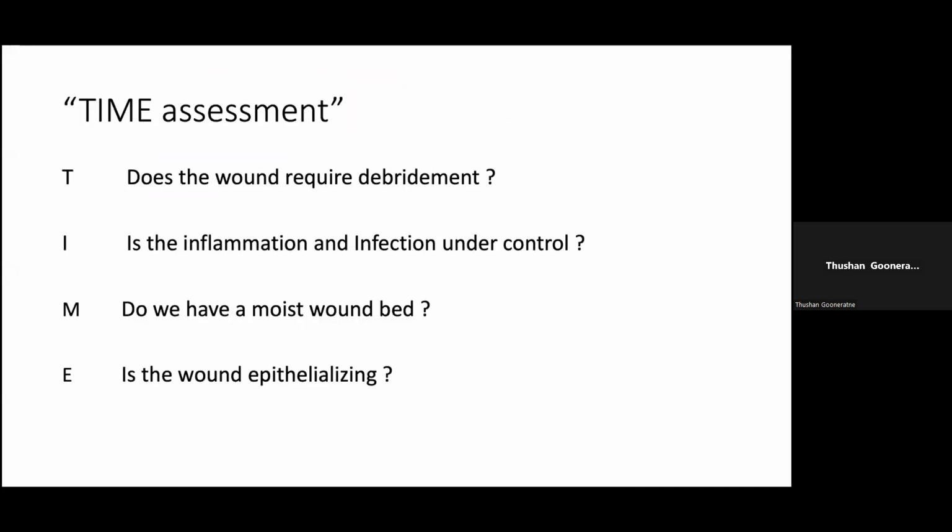If you look at this, we ask ourselves three or four important questions as we prepare the wound. T: what's the tissue like? Does the wound require some form of debridement? What we want is healthy tissue. If you look at I, we ask: are the inflammation and infection under control? M is about asking ourselves, do we have a nice moist wound bed? And E is asking ourselves, having done all of these things, is the wound bed epithelializing?